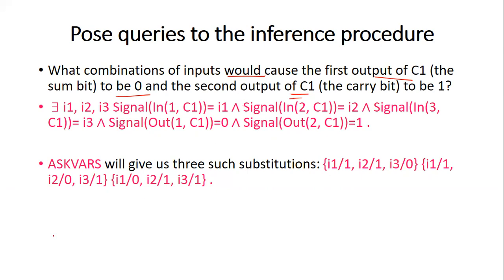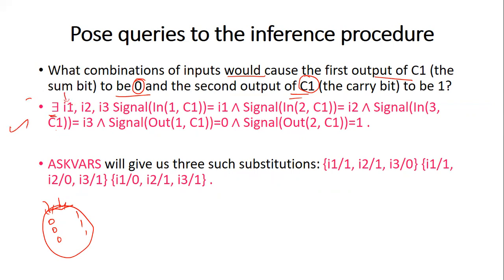Okay, so the query says that there are 3 inputs, right? So the 3 inputs can take any values between 0, 0, 0 and 1, 1, 1, right? Basically it can take 8 possible inputs. So for all these 8 possible inputs, for which input will the first output be 0 and the second output be 1? If you want to ask such a query to the knowledge base, then that query can be represented in first order logic, something like this.